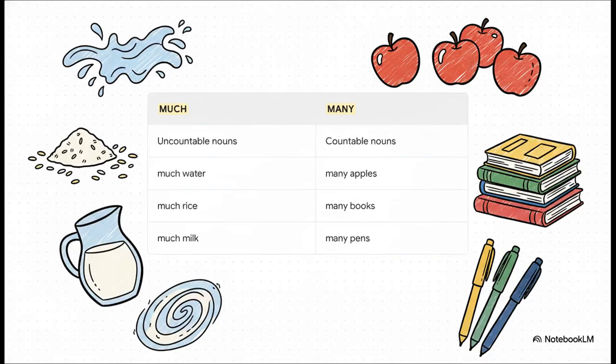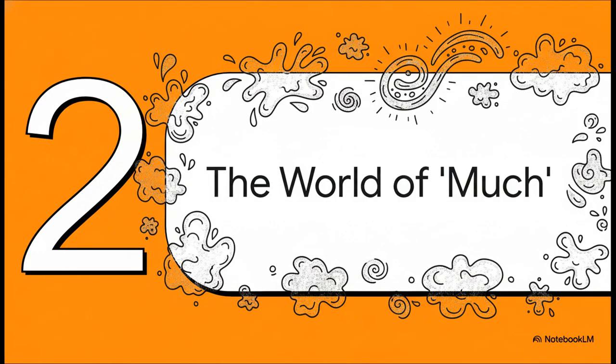Okay, and this is where it all clicks into place. This is the main event. Look at this. On the left side, much goes with all those uncountable things we just talked about. And on the right, many lines up perfectly with the things you can count. It really is that simple. All right, let's zoom in on the first one. We're going to talk all about the world of much.